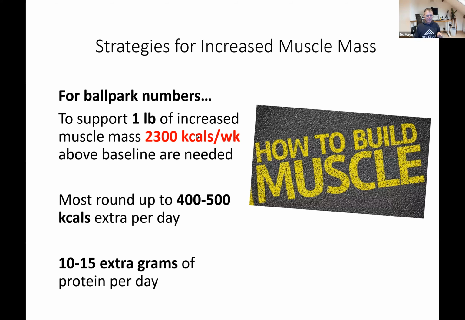And how much extra? I'm just going to give you a couple of ballpark numbers. To support 1 extra pound of muscle mass, that's about 2,300 extra calories a week. So you're looking at an extra 400, 500 calories a day. And like I said, you can have some extra protein with this. 15, 20 grams would be fine. And you're also going to need some carbs and some fats in there too.